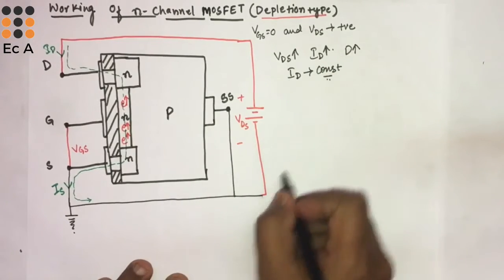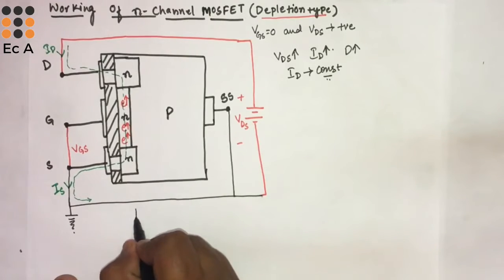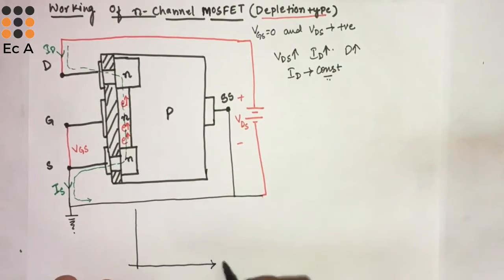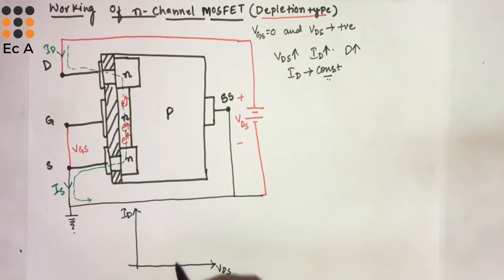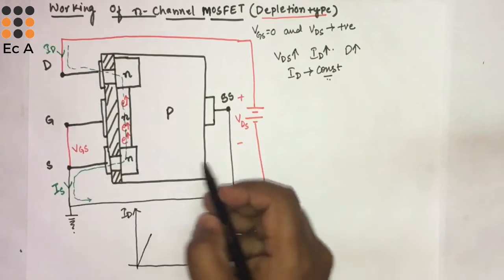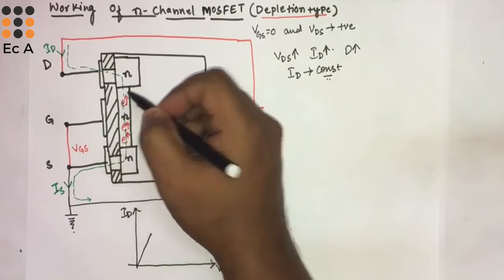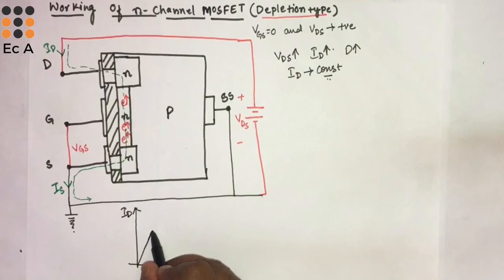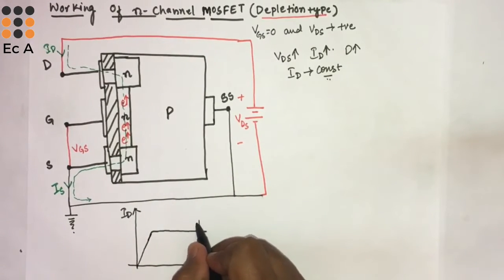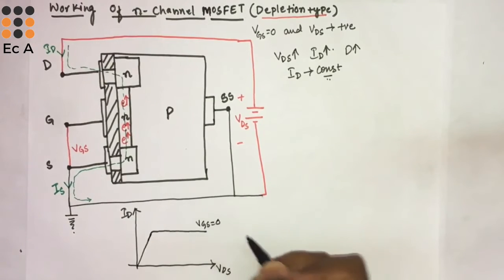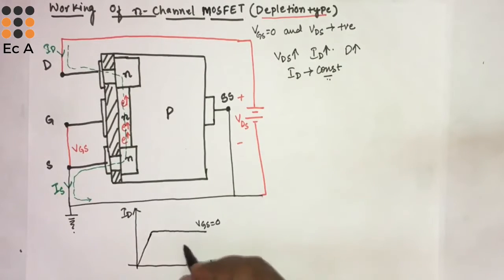So let us plot the graph for this, with VDS on the x-axis and ID on the y-axis. As we keep on increasing VDS, initially the current will increase linearly. As the depletion region increases and the channel becomes narrow, the current becomes constant. This characteristic which we obtained is for VGS equal to 0.